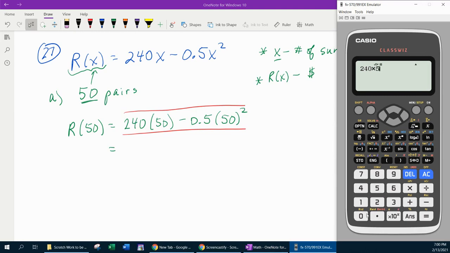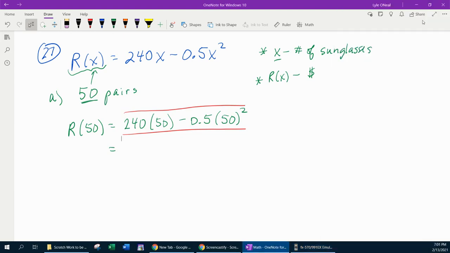240 times 50 minus 0.5. Are you upset I didn't put the 0.5? You can do that if you want, or you can just put 0.5. Either way is fine. And then times 50 squared, and equals 10,750. $10,750. And that's the answer for part A.